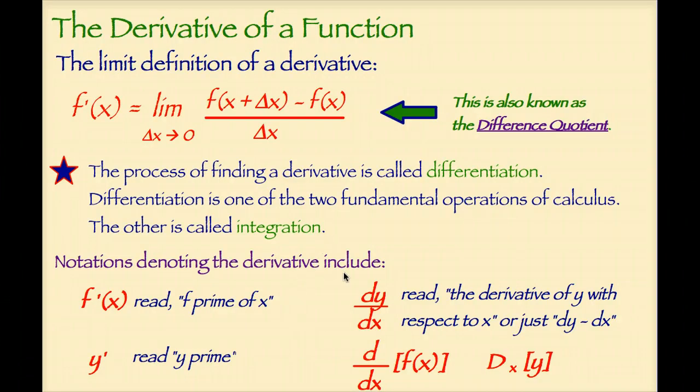Notations denoting the derivative include f prime of x, which we saw previously, y prime. You might also see dy dx. Sometimes you might read that as the derivative of y with respect to x, but more commonly just dy dx. And here are a couple of other notations denoting the derivative. You don't see these as often as you see the other three, but those are the notations that you will be using.